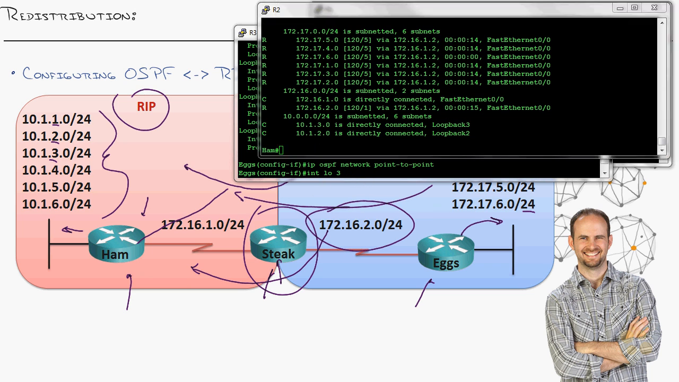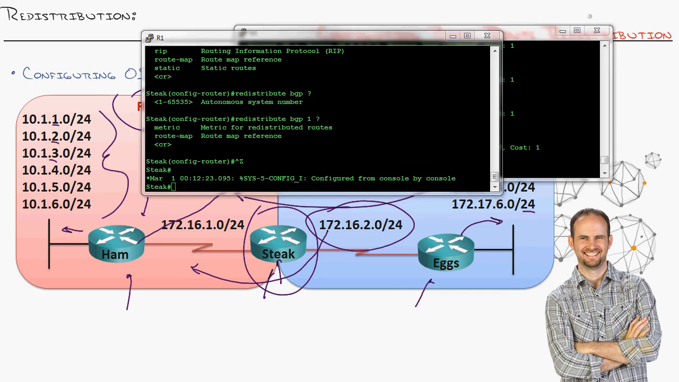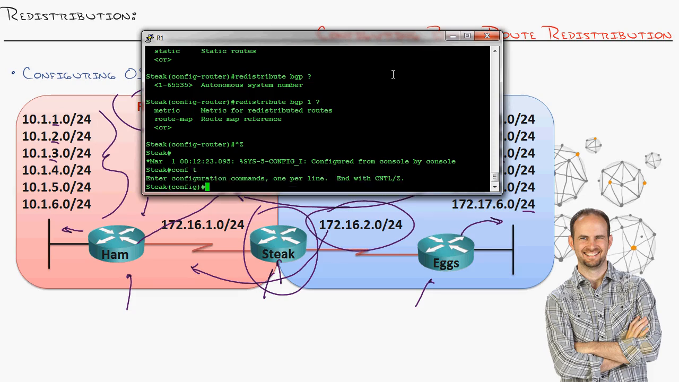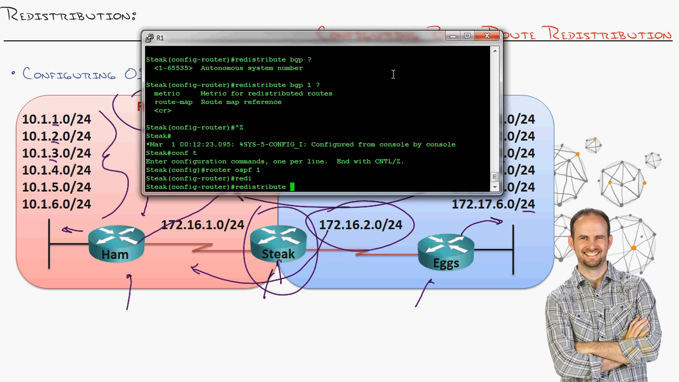Now let's bring steak back into the picture and go the other way. Why? Because there's going to be different options. Check this out. I'm going to go on steak, and let's clear the slate a little bit, and go into router OSPF, right? Because that's going to be what we're redistributing into. I'm going to do redistribute rip.